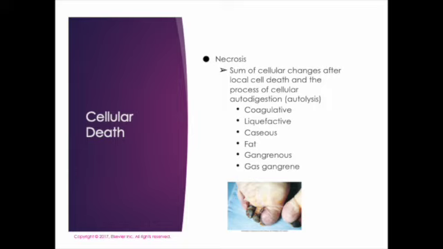Cellular death can occur from necrosis. Necrosis is the sum of cellular changes, often local cell death, and any process of cellular autodigestion. We also call this autolysis. And there are different types of necrosis, and we're going to learn 6 types: coagulative, liquefactive, caseous, fat, gangrenous, and gas gangrene types of necrosis.